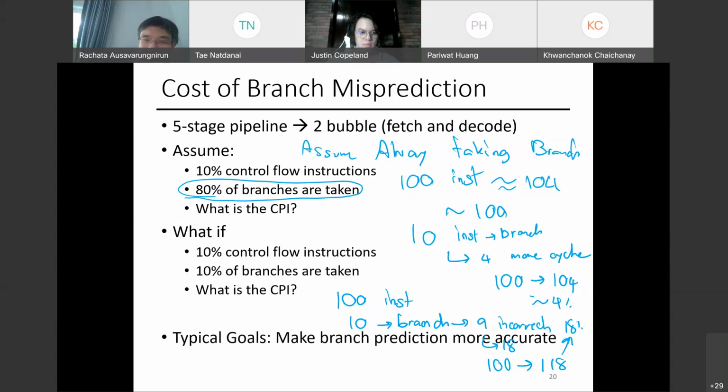So the typical goal of branch prediction is how can we make this better? How can we improve accuracy? Because if you say, I'm going to guess one thing all the time, the downside is if I change my program, the accuracy would fluctuate a lot, right? It would fluctuate so much because the program would behave differently.